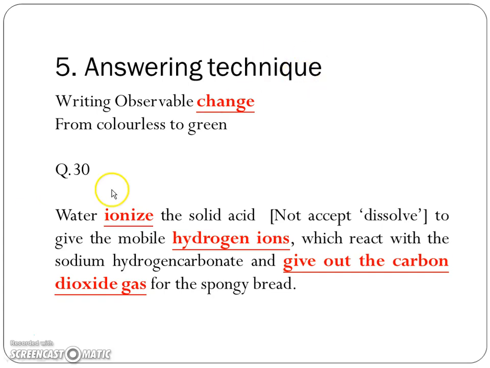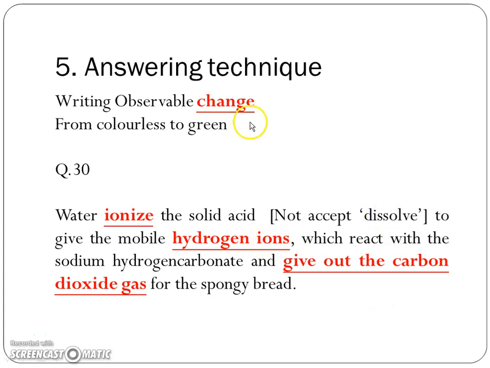in question number 30, water ionizes a solid acid. We do not accept dissolve, I have told you during the lesson, because water really ionizes the acid, because originally the solid does not contain any ions. So if you just say dissolve, you have not told the others that the solid acid is ionized. So you have lost the marks. So also you need to tell the others that after the ionization, it gives out the important hydrogen ions, which are responsible for the acidic properties.